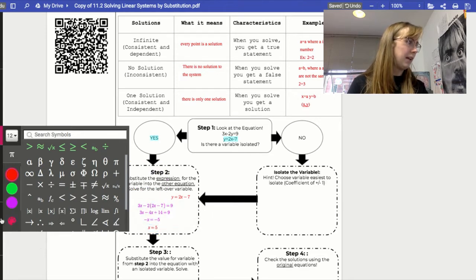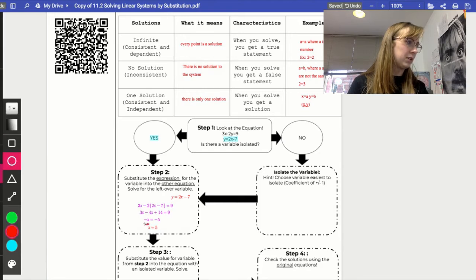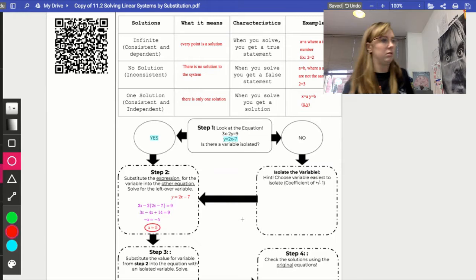Okay. And since I have x is equal to 5, I'm going to go ahead and circle that because it's not my answer, but it's part of my answer. So there we go. I got x equal to 5.